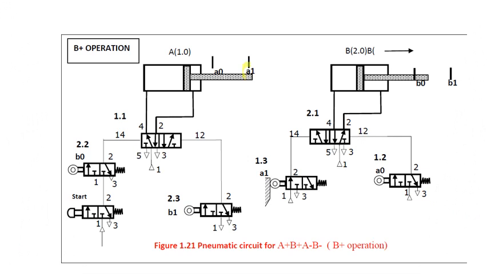When the A1 limit switch is hit, it will give a signal to memory valve 2.1, so that the memory valve will give a supply to the piston end of cylinder B. Cylinder B will start to move forward. A1 gives the input signal to memory valve 2.1. Next we'll see the next position.